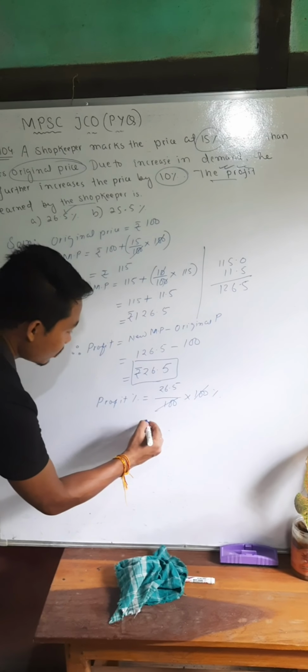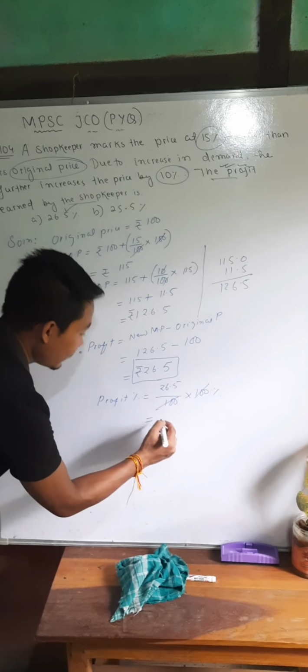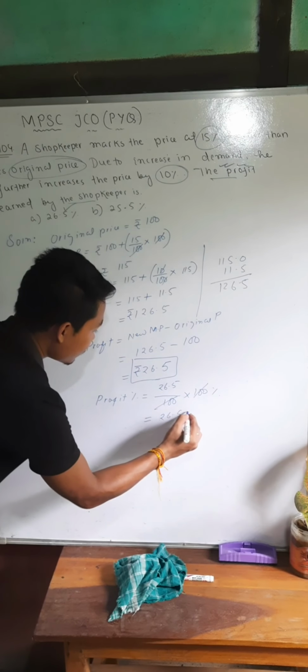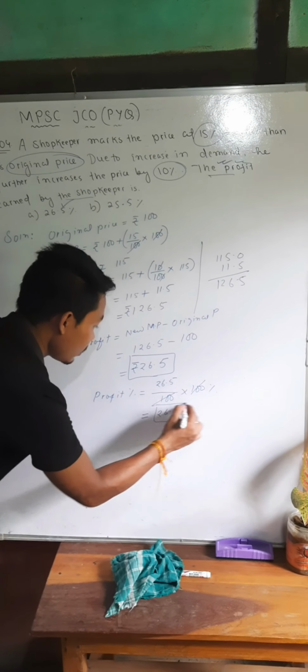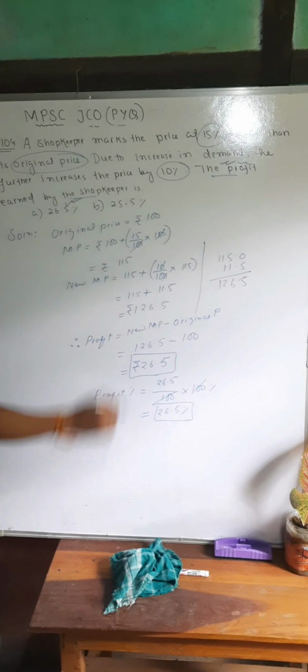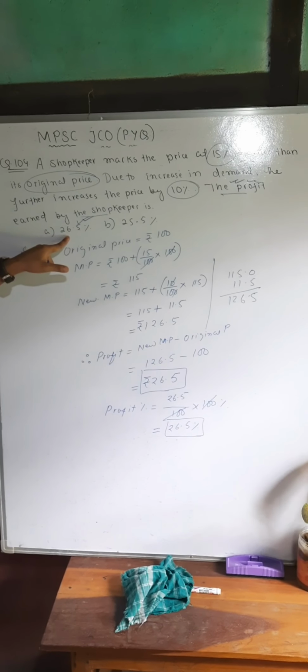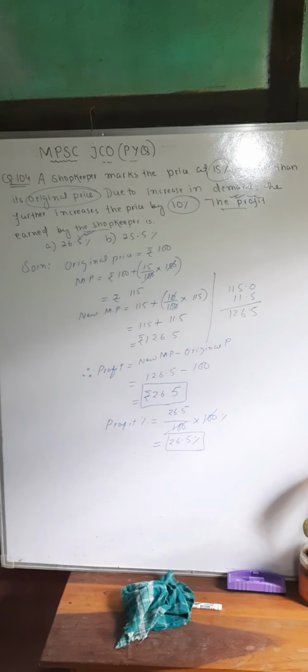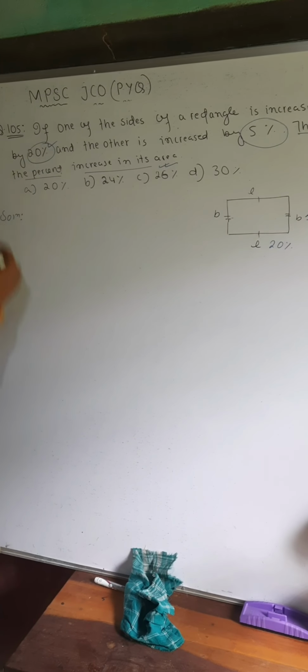100 cancel, which will give us 26.5% is the total profit earned by the shopkeeper. So this is our final answer. 26.5% is the total profit earned by the shopkeeper. So here is our fifth question.